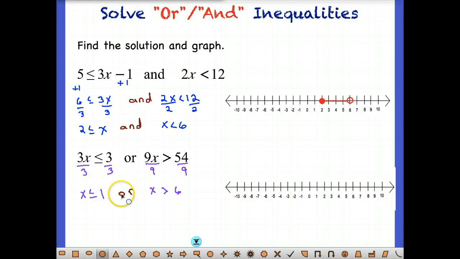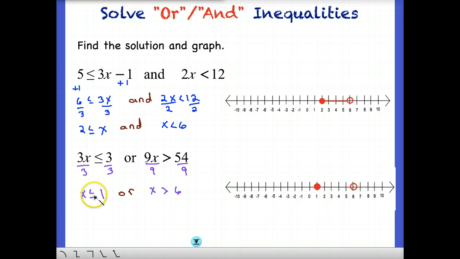On this first one, we have x is less than or equal to 1. So we'll put a solid dot at 1. And then on the next one, we have x is greater than 6. So on this one, we would want an open circle at the 6. Let's figure out our lines.